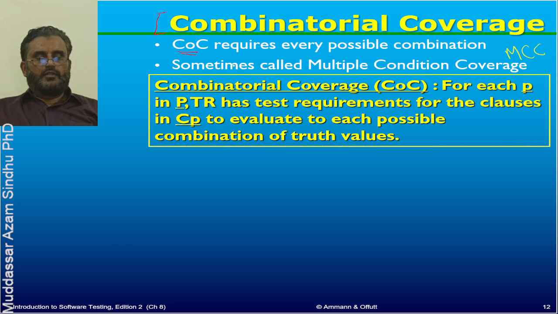So what definition does it have? Combinatorial coverage: for each predicate P in the set of predicates, the test requirements are for the clauses in C_P to evaluate to each possible combination of truth values. It doesn't matter what clauses are there, you have to evaluate the predicate in terms of all possible truth values of the clauses in the predicate.